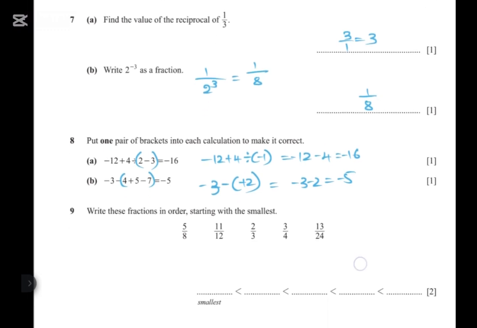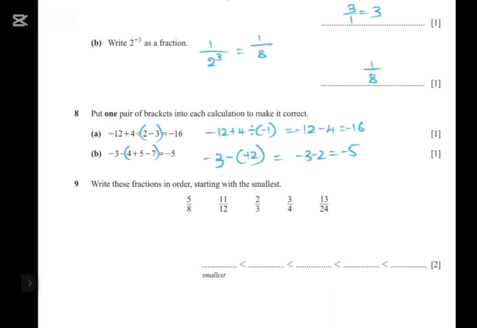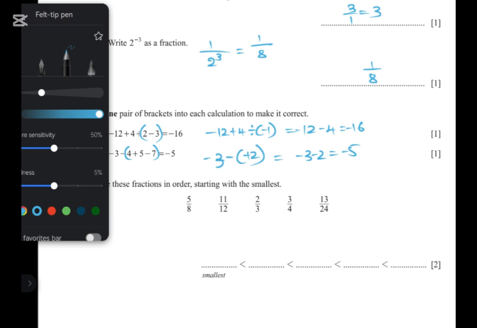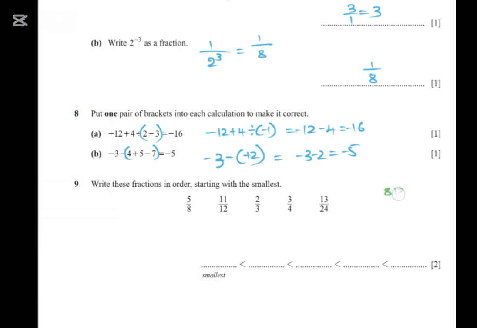Question number 9. Write these fractions in order starting with the smallest. So here now we have to do the LCM of all the denominators. So 8, 12, 3, 4, 24. Find the LCM of the numbers. 2 times 4, 6, 3 as it is, 2, 2 times 12. Again take 2, 3, 3 as it is, 1 and 6. Take again 2, 2, 1, 3 as it is, 3 as it is, 1 and 3.